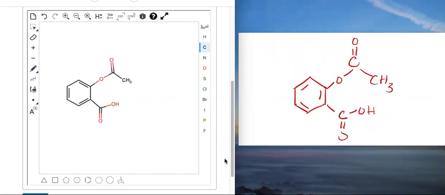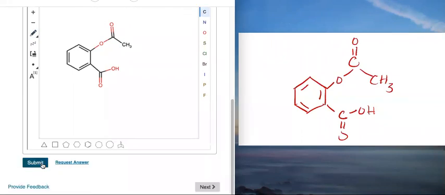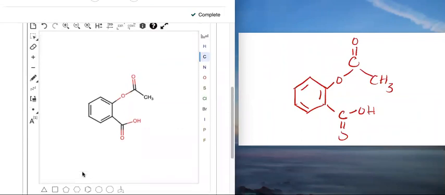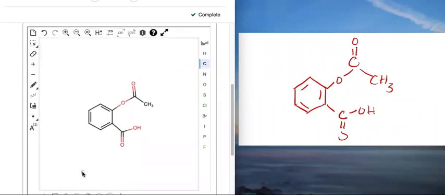Now let's submit it and see what they tell us, and it says correct. So this is what you need to do. You need to do the problem on paper. Have your structure already made so you know what you want to make before you start drawing. I think that's going to help you out a lot. All right, I hope this was helpful. If you have any more questions, please let me know.